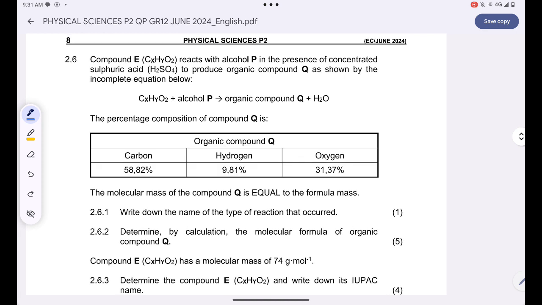Now let's take 2.6. Compound E reacts with alcohol P in the presence of concentrated sulfuric acid to produce organic compound Q, as shown by the incomplete equation below. We are mixing an organic compound with an alcohol and we are forming another organic compound. This simply means that this guy over here is a carboxylic acid.